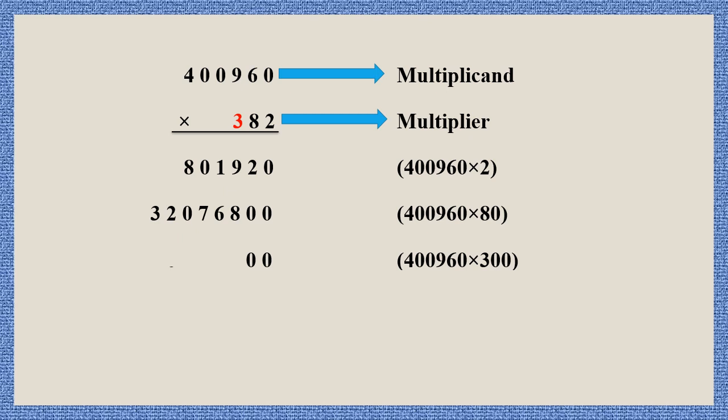Now multiply 3 with 0, you will get 0. 3 with 6, you will get 18. 8 will be written in the answer and 1 will be brought forward as carry above 9. Now 3 times 9 is 27 plus 1 makes it 28. 8 will be written in the answer and 2 will be written above 0 as carry. 3 times 0 is 0 plus 2 makes it 2. 3 times 0 is 0 and 3 times 4 is 12.